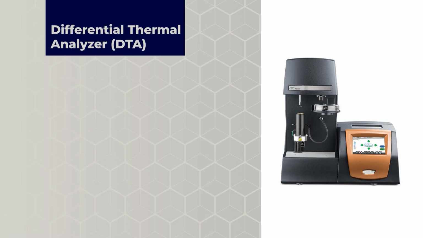Then there is another equipment, that is the differential thermal analyzer. This also studies the changes in food when we are heating it. How is it different from thermogravimetry? Here we are not checking the weight loss. In thermogravimetry, we were checking the weight changes. Here we are talking about the temperature changes when we are heating it.